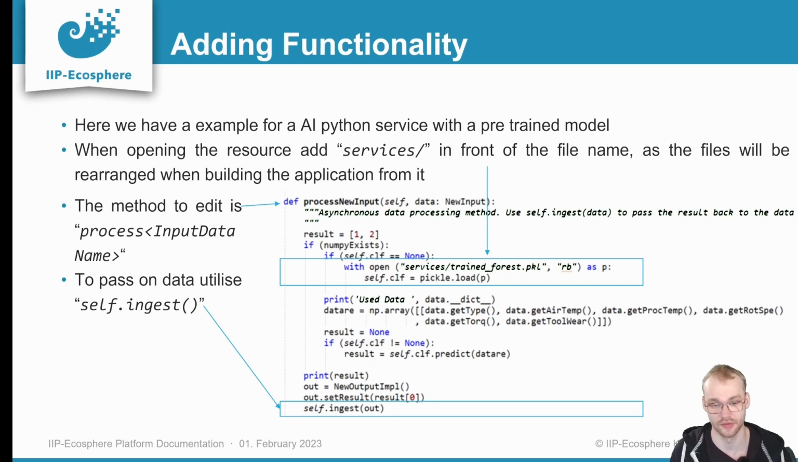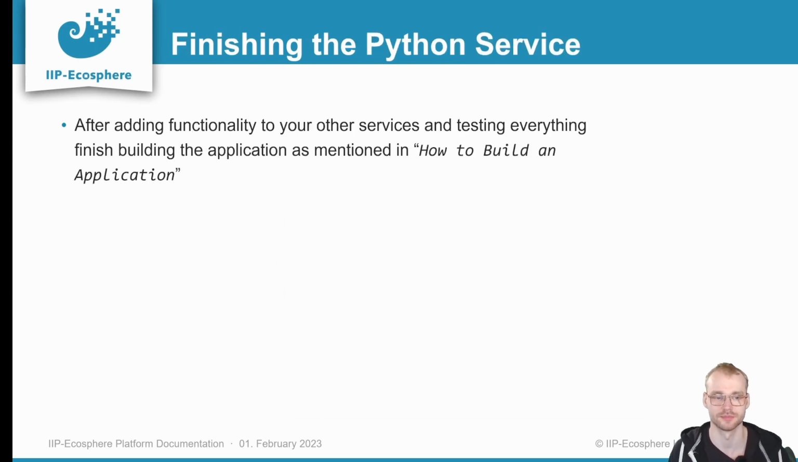If our model exists, to dodge some errors, we predict something, we print the result, and then we create a new output, set the output value, so the value is supposed to be transported to result 0, which is one number of the result, in this case the probability of it being class A, and send it on.